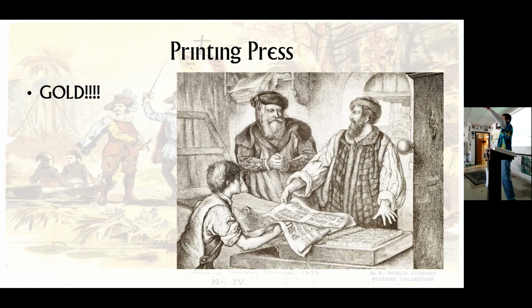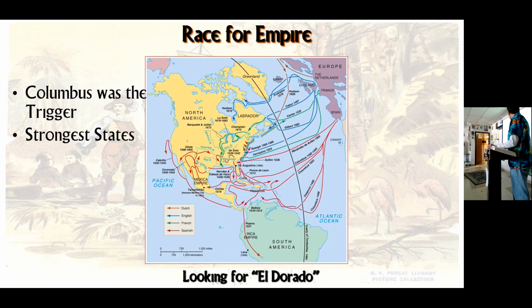Remember, the Northmen went, nothing really changed. And then the Chinese, most certainly that did not trigger any exploration. This changed everything. The entire world would be different after this. Columbus was the trigger of a race for empire. And only the strongest states could do it. They all began to chase for it: the Spanish, the Portuguese, and a little bit later, the French would jump in.